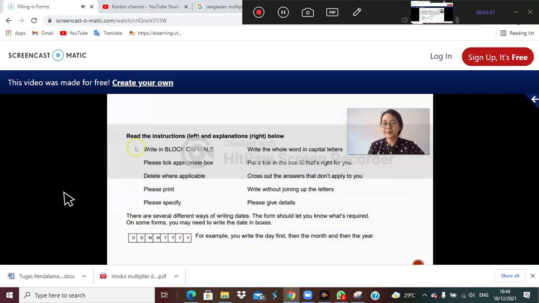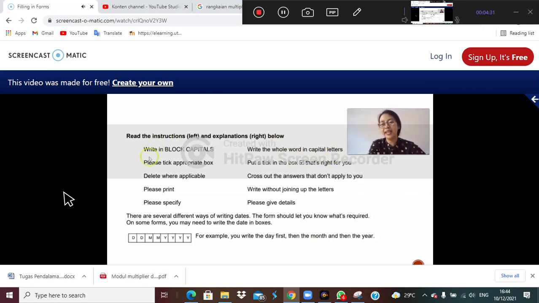Next. Of course, this is just an example of instructions. Read the instructions on the left. These are the examples, and the explanation is on the right. Let's check one by one. When you read this instruction, write in block capitals, it means exactly: write the whole word in capital letters.